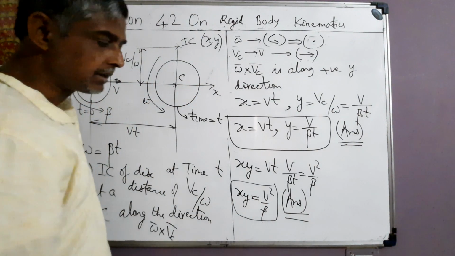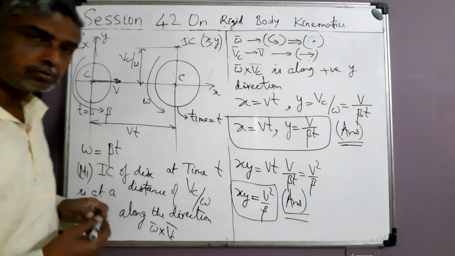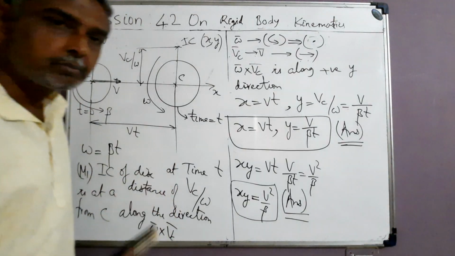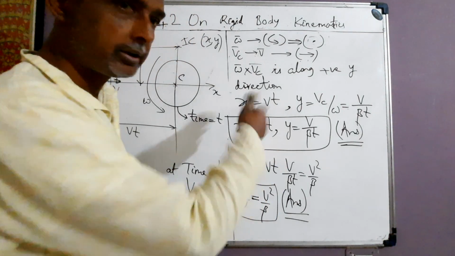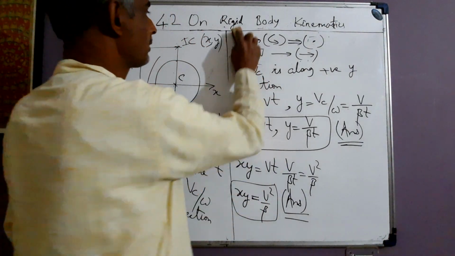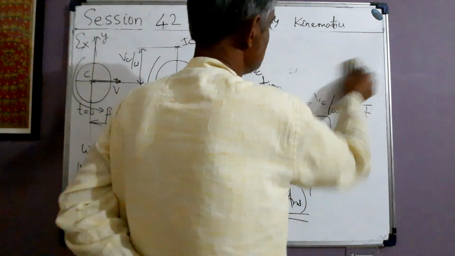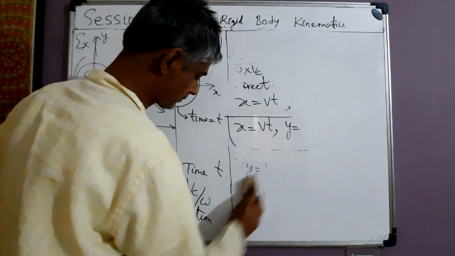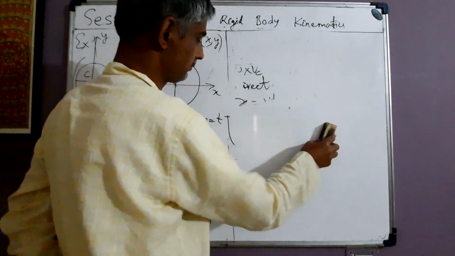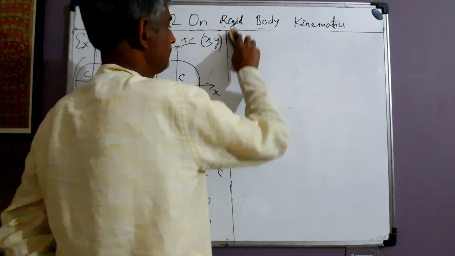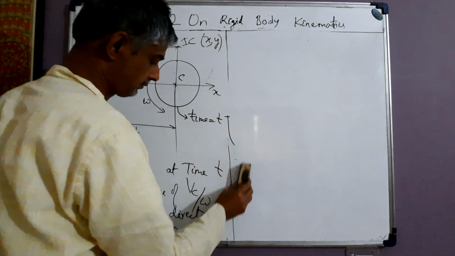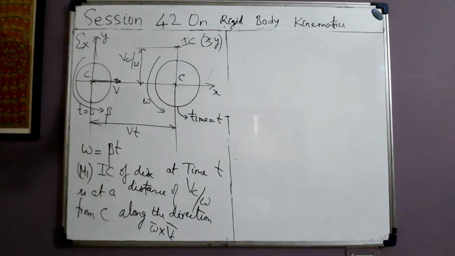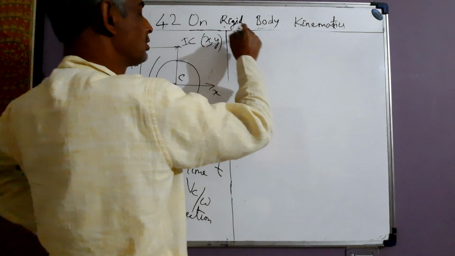Again, it is seen to be a rectangular hyperbola. So this was method 1. Now let us solve this by method 2.